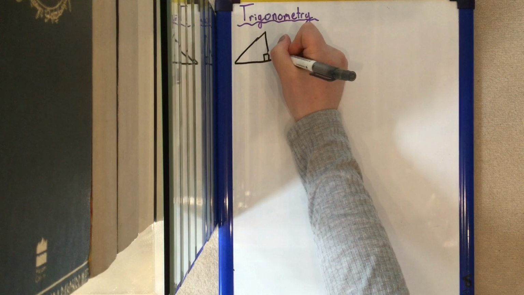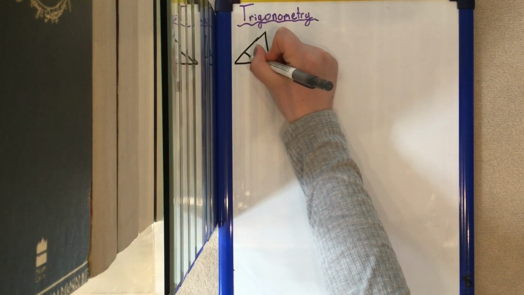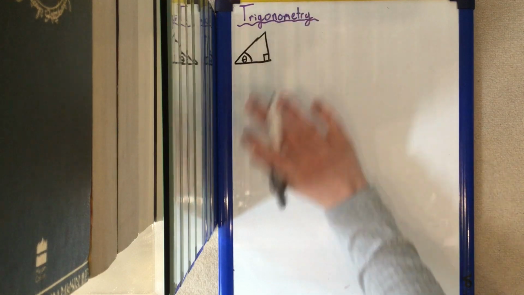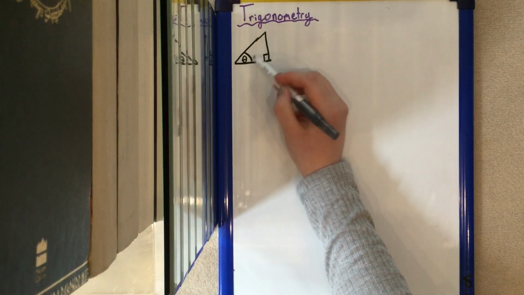Today I'm going to do a quick intro into trigonometry for right angle triangles. So here I've just got a basic right angle triangle. Here is the 90 degrees and this angle I'm going to label theta. This angle here would be 90 minus theta, but we don't need that now. This is the one we need to look at.